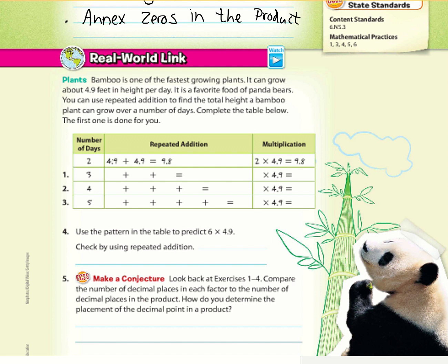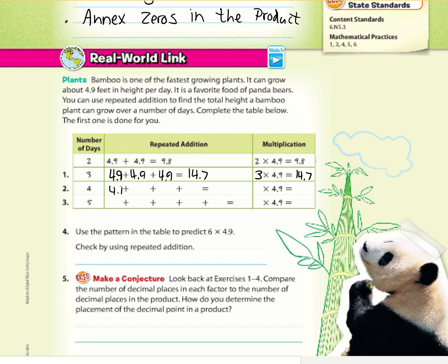So we have number of days is 2 days, so we have to add 4 9/10 twice and it equals 9 8/10, or we can do 2 times 4 9/10 equals 9 8/10. So in 3 days, that means we're going to have this 3 times because it grows 4 9/10 every single day. After adding those, you get 14 7/10. Or we can put 3 times 4 9/10 equals 14 7/10.